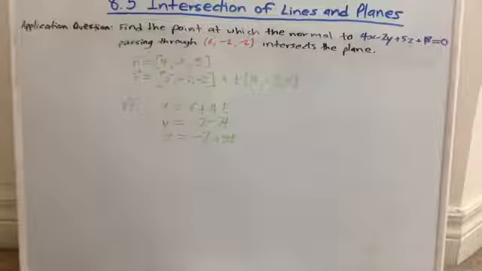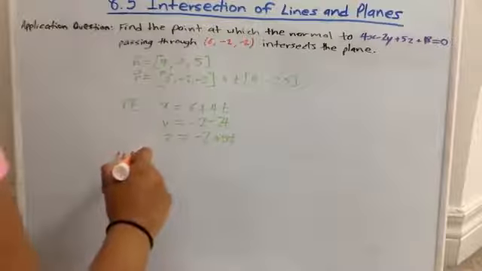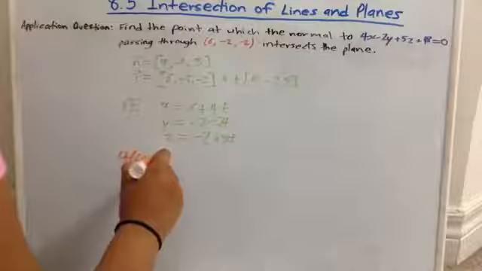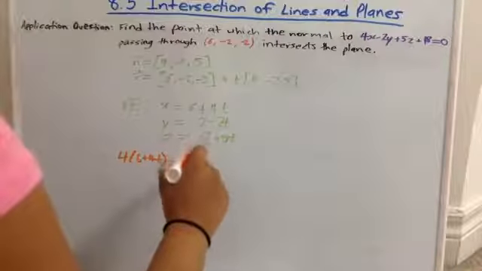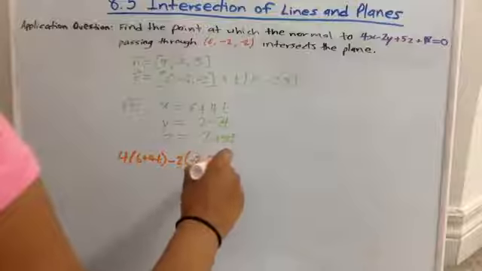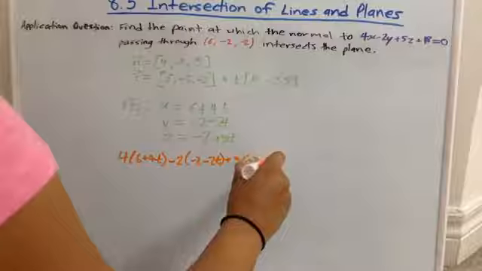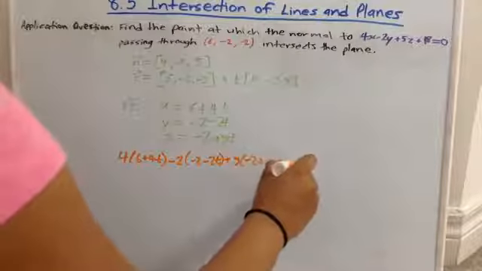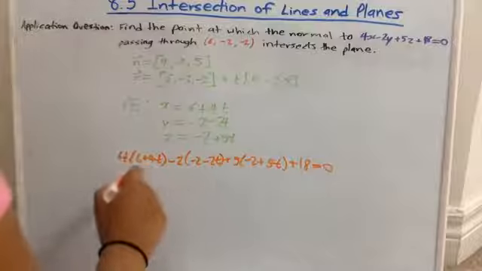Now we can substitute the x, y, and z values into the equation of the plane. So we would get 4 times 6 plus 4t, minus 2 times negative 2 minus 2t, plus 5 times negative 2 plus 5t, plus 18 equals 0. So now we can expand.